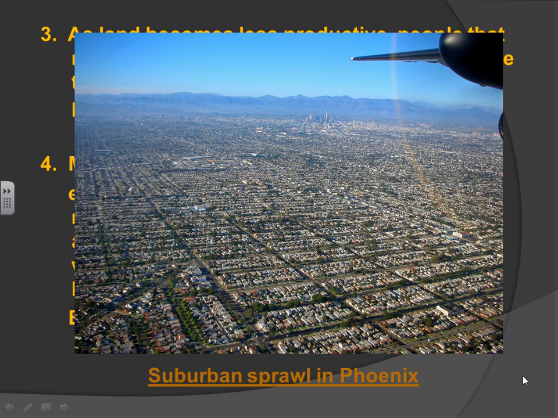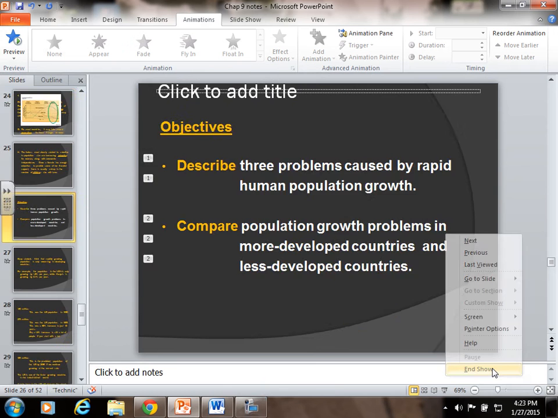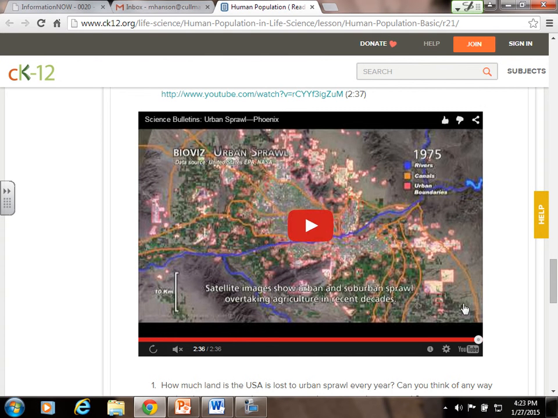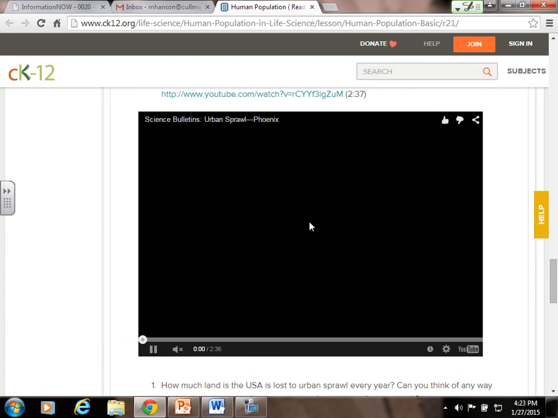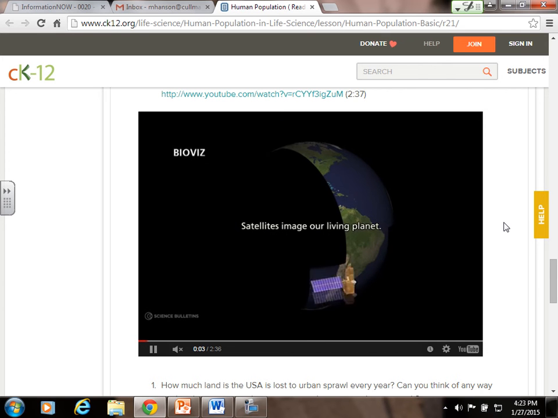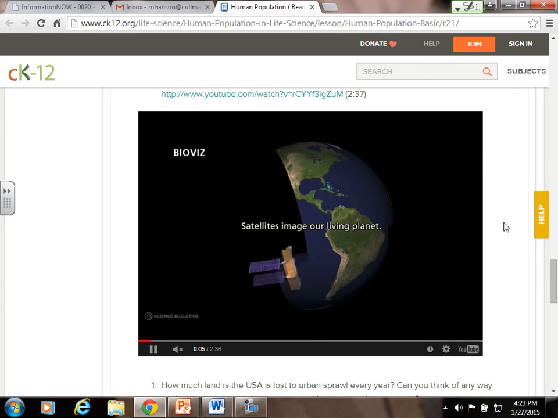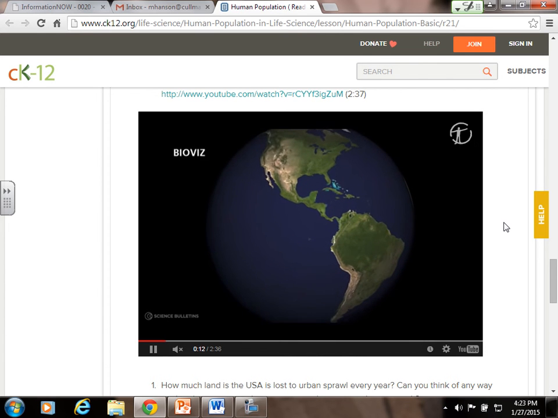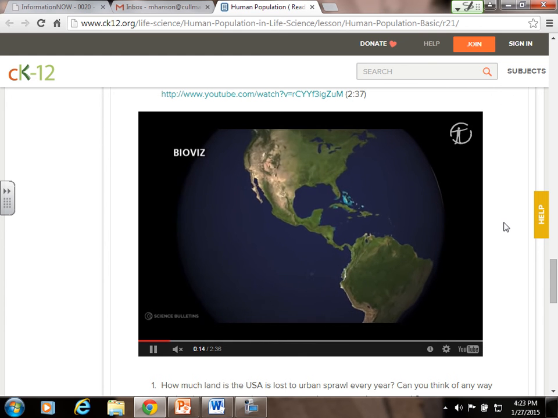Now, what I want to show you is a simulation of what happened in Phoenix, Arizona. As you watch this, you'll see what's going on. This is from a satellite image that shows, they're going to zoom in on Phoenix, that's going to show what has happened to this area over time.